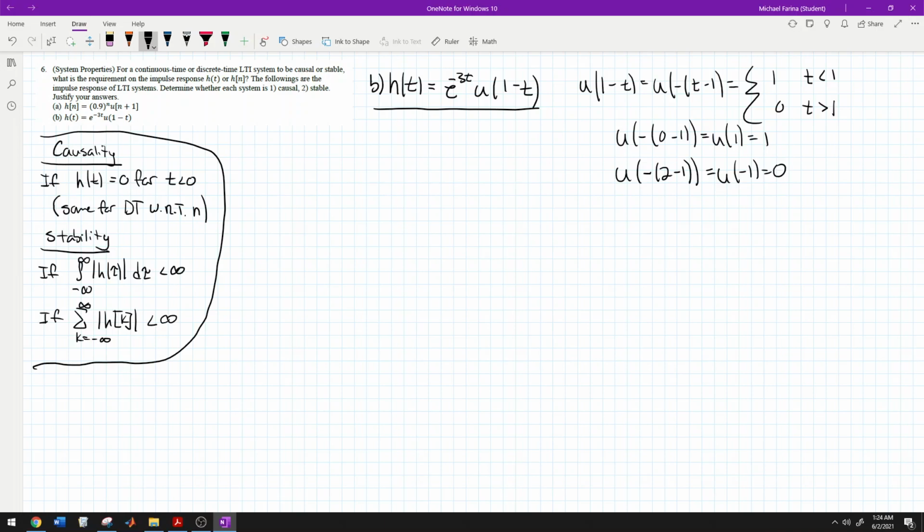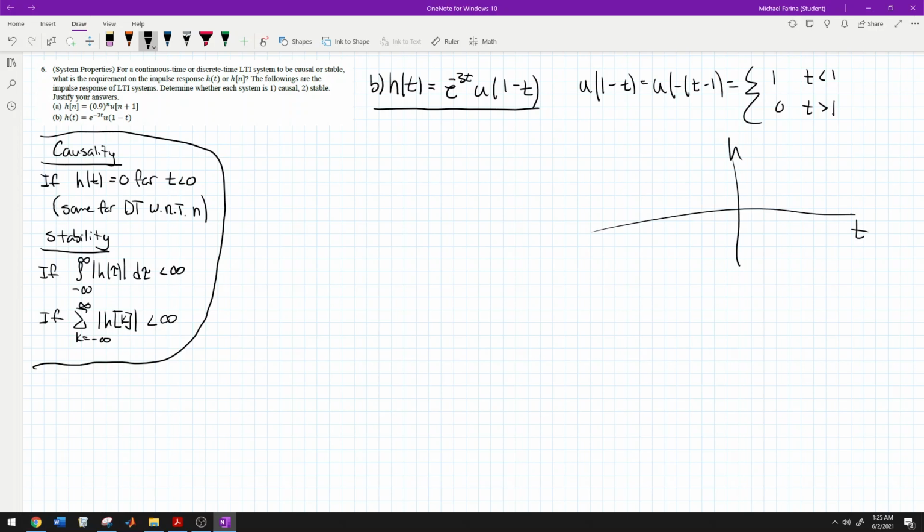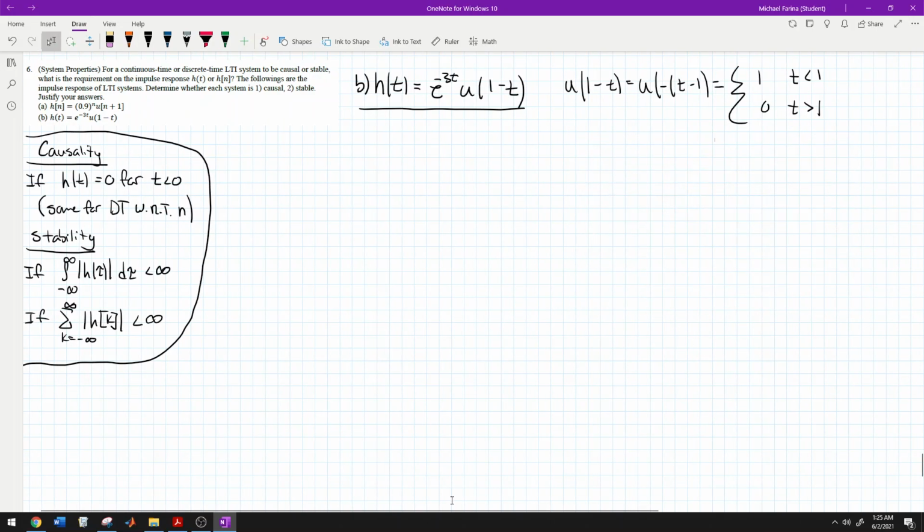And so what we have is a left-sided system. When I say left-sided, I mean if we had h and t here, well, this is 1. We're 0 all the way over here, and our system is doing stuff over here, which means it's left-sided because we're on the left side of the plane going this way. We'll talk more about that in upcoming modules.